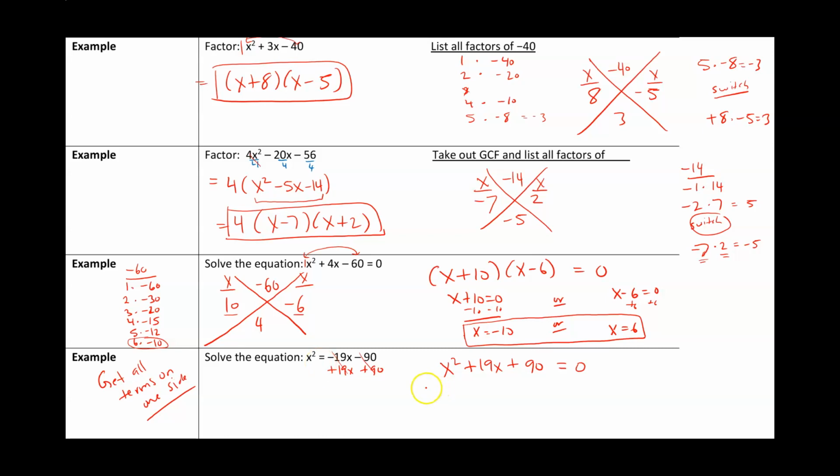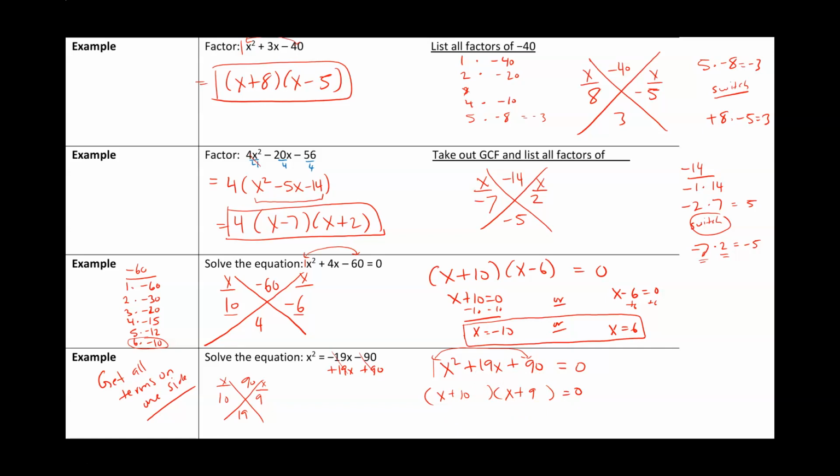Now, when I factor this, I make my x factor. So I'm going to say 1 times 90 is 90. I multiply the first term times last term. The middle term is 19. So which numbers multiply to be 90 and add up to be 19? That's going to be 10 and 9. And then I put an x on top of each. So this gives me x plus 10 times x plus 9 equals 0, which hopefully makes sense. 10 times 9 is 90, 10 plus 9 is 19.